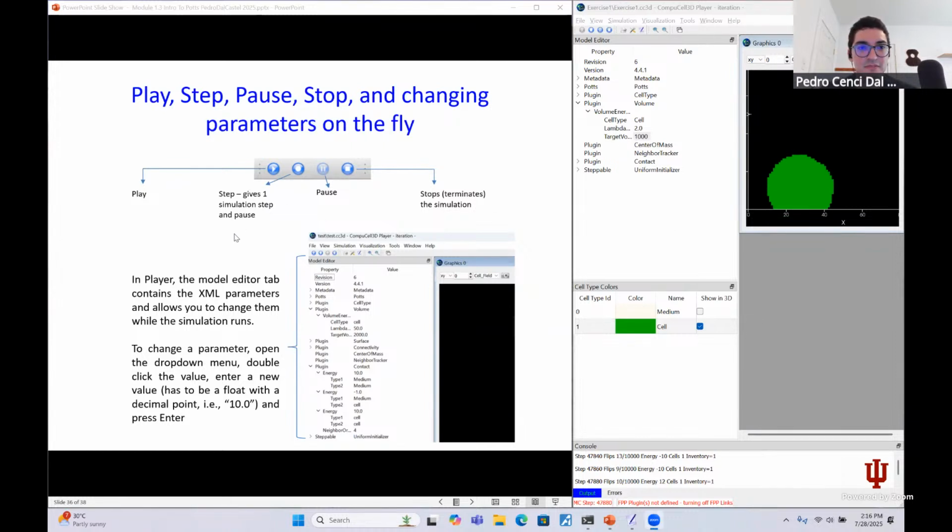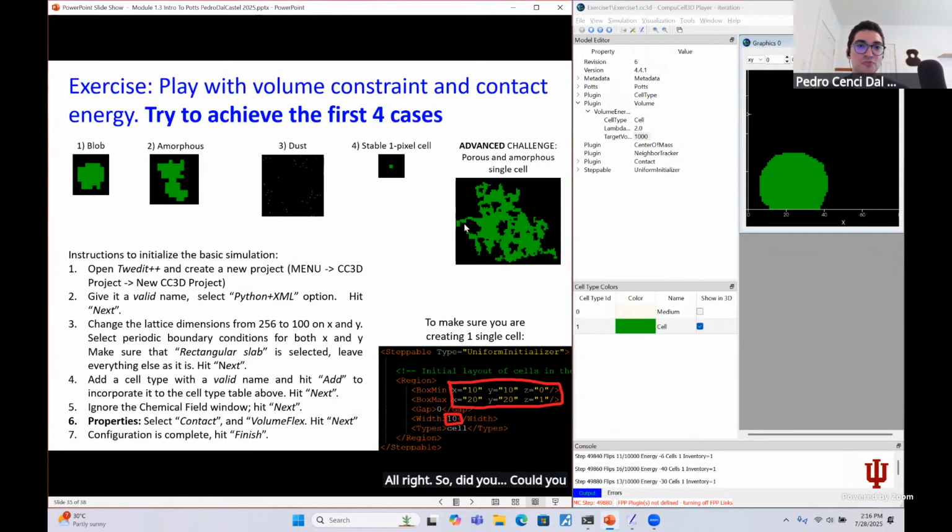All right. So could you do the fourth case? Stable 1 pixel cell? What did you have to do? What parameters did you have to use to get a stable 1 pixel cell?